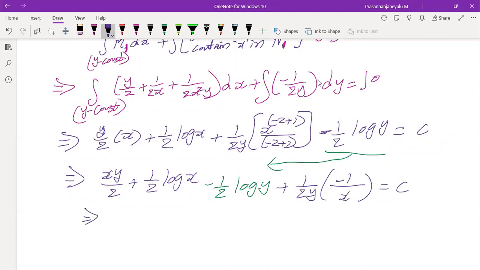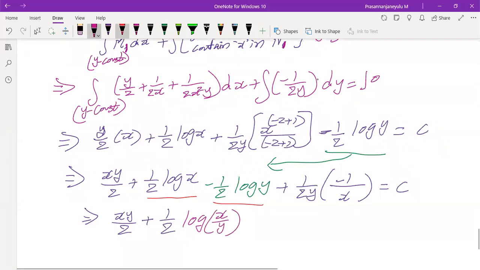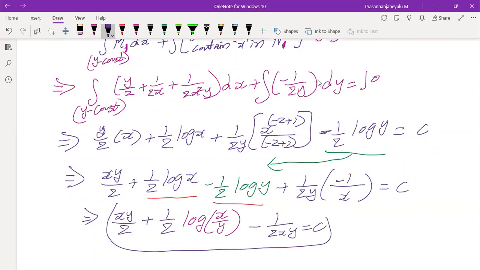On simplification, xy/2 plus, taking 1/2 common from these two terms, we get log x minus log y. So we can write it as log of x/y, minus 1/(2xy) is equal to C, the general solution of the given differential equation.